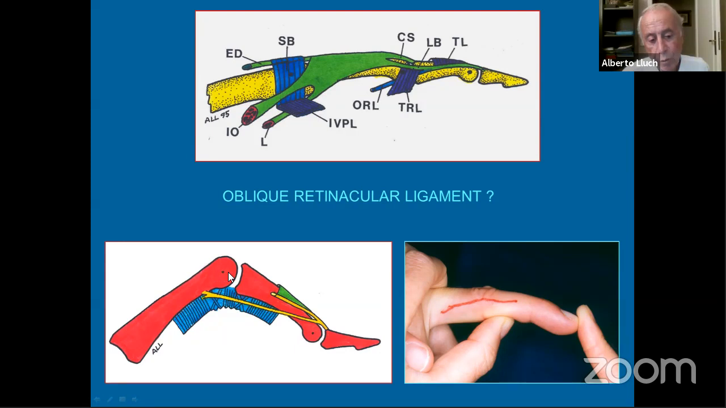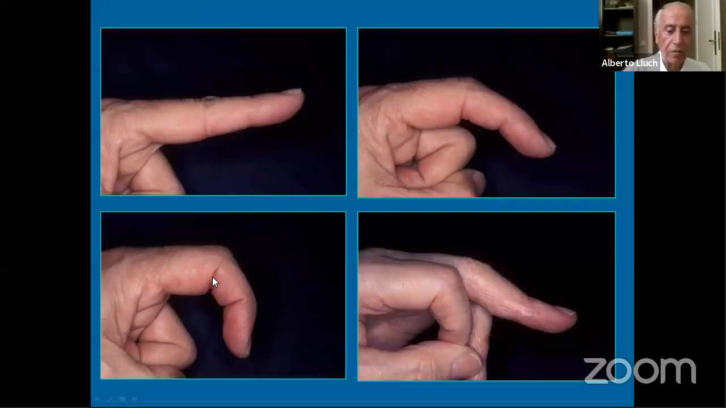Swan neck deformity will be hyperextension of the PIP joint and flexion of the DIP joint. By reconstructing the oblique retinacular ligament with a tendon graft going from the distal phalanx to the proximal phalanx, he will correct the flexion of the DIP joint and the extension of the PIP joint.